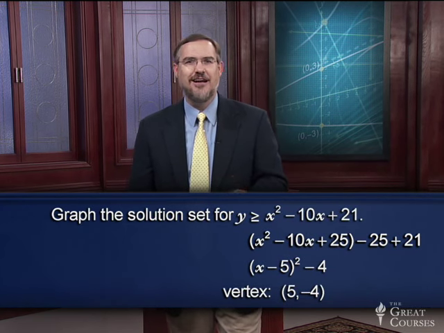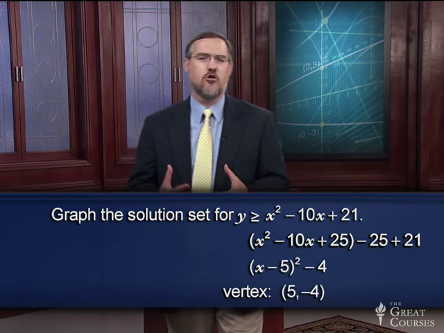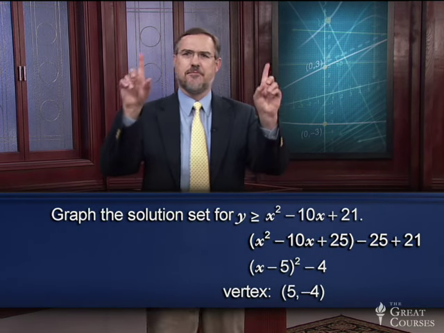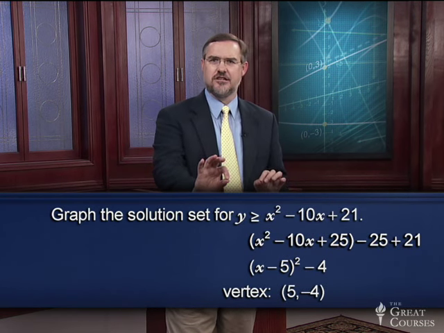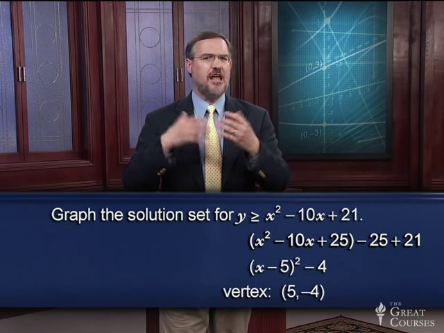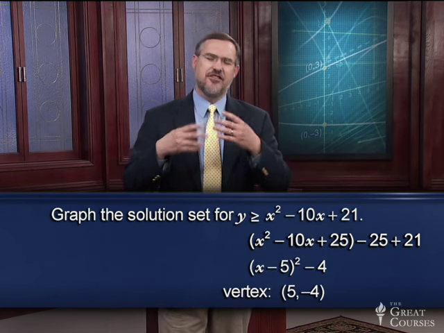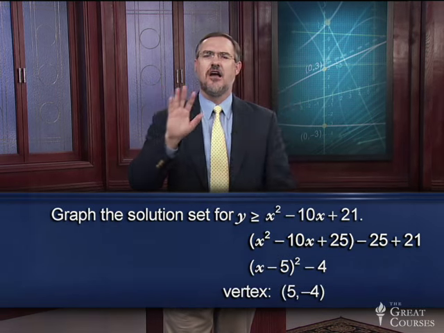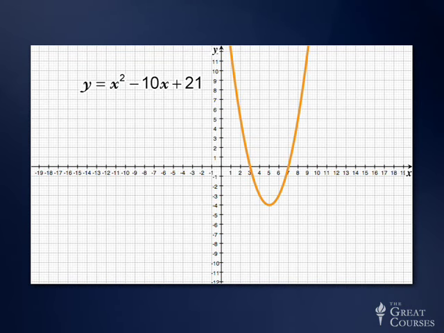And now I can plot this parabola with much more accuracy. I know it opens upwards, I know where the vertex is, and I know where those two intercepts are. And if I plot that information and then carefully connect the dots, I'll see that the parabola looks like this. Now, let's say a few more things about the inequality.